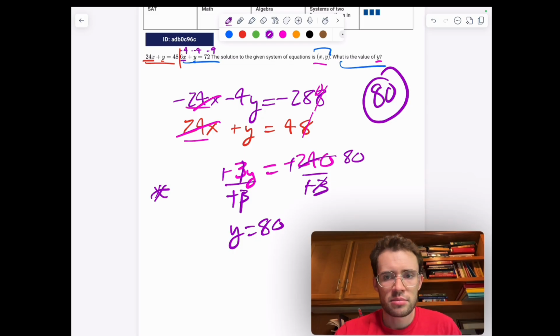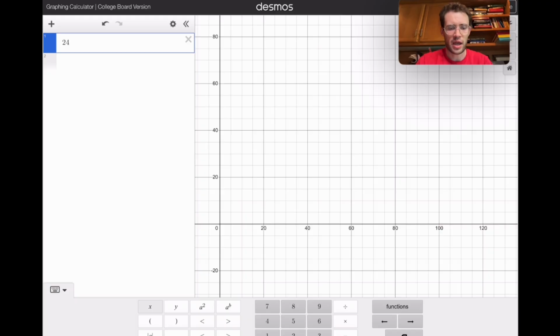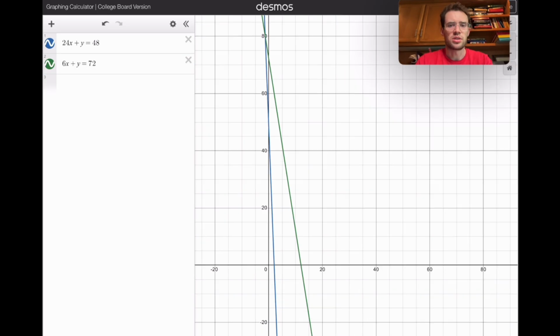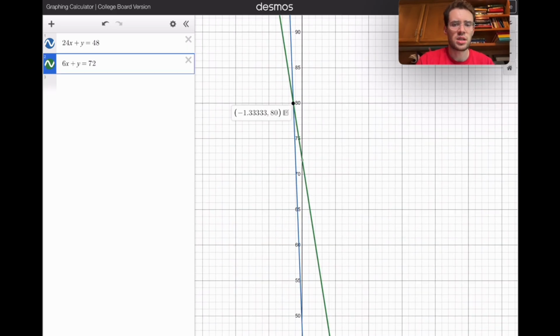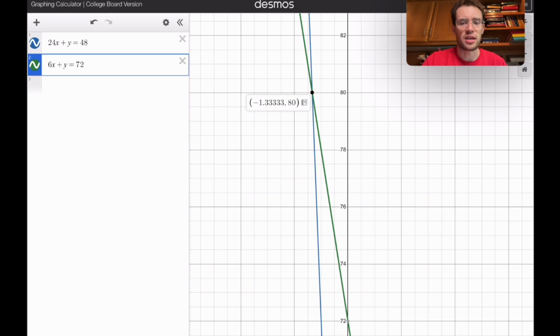To check it, you just type both equations into Desmos, or you could have done this from the start: 24x plus y equals 48, and 6x plus y equals 72. These two equations cross at this point, which is negative 1.3 repeating, comma 80. We're solving for the y value, which we found to be 80. Desmos gives you that same answer. The y value is 80. So that's one way to check it.